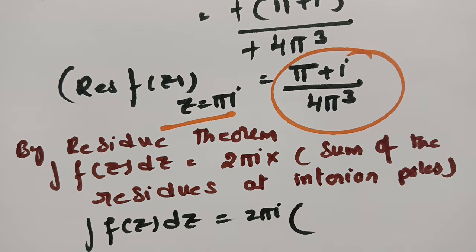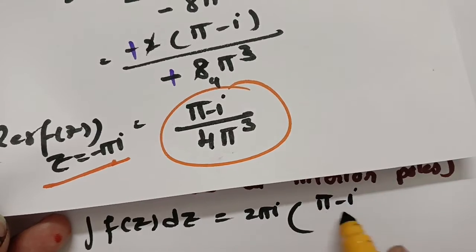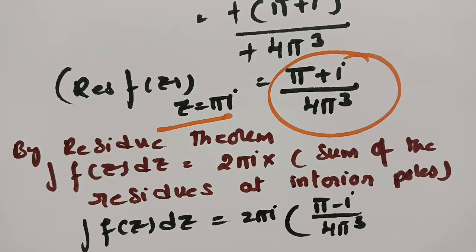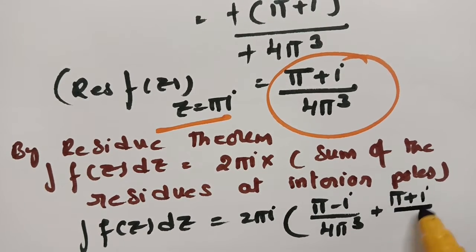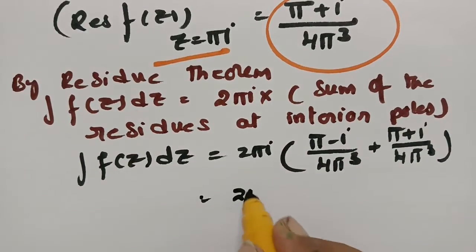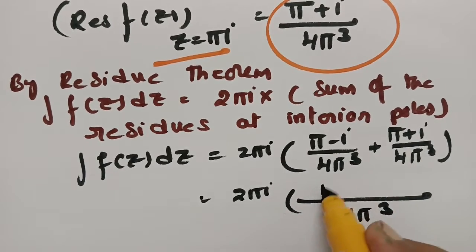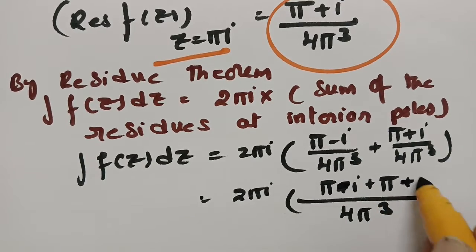Here our residue value for minus pi I is pi minus I by 4 pi cube. And next, for plus pi I, the value is pi plus I by 4 pi cube. Now this will be 2 pi I times, if I take 4 pi cube common, pi minus I plus pi plus I.